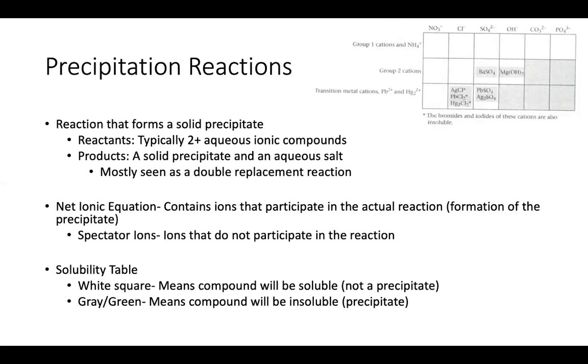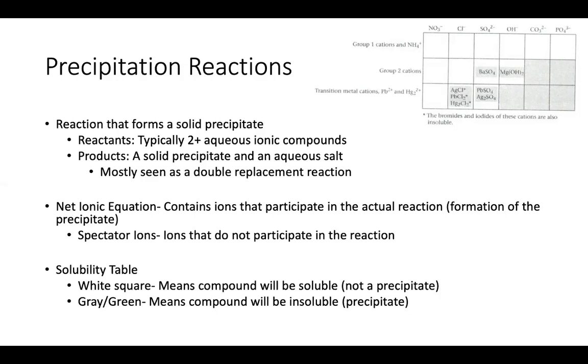In a precipitation reaction, we're always going to have a solid precipitate form on the product side. If we don't have that, it's not a precipitation reaction. On our reactant side, we will typically see two aqueous ionic compounds, meaning ionic compounds in the aqueous state. A lot of times we'll see two, but sometimes we will see three different ones added. We typically don't see more than that.